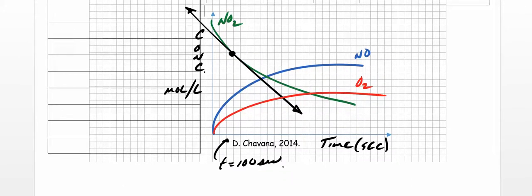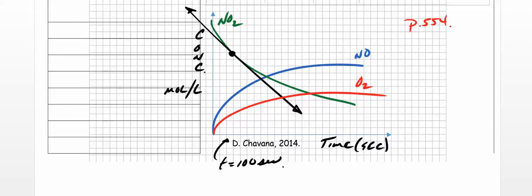But this you can find in your book on page 554, and I would encourage you to look this one up because it is an important relationship. So what we have here is time on the x-axis and concentration on the y-axis. That's how we measure the amount of something, in terms of concentration in moles per liter.